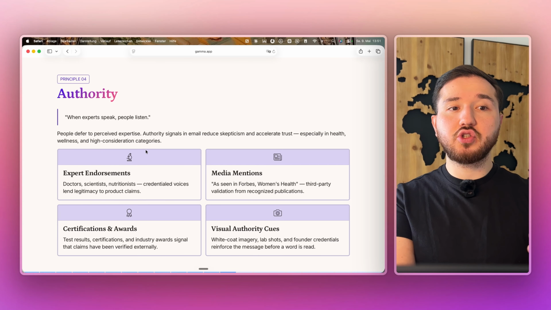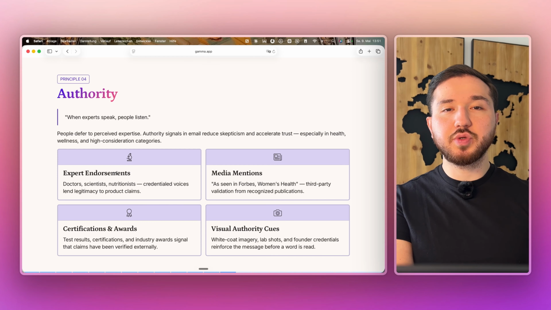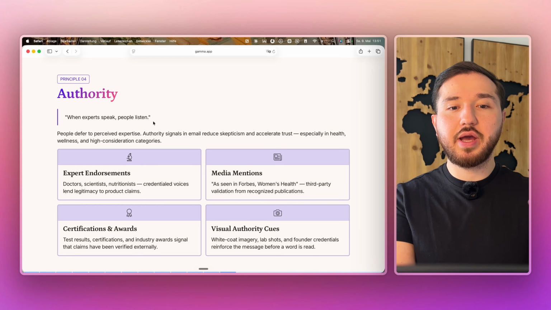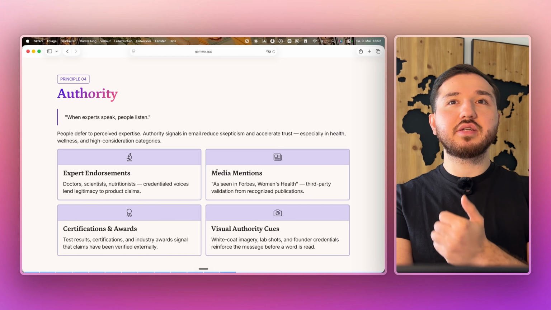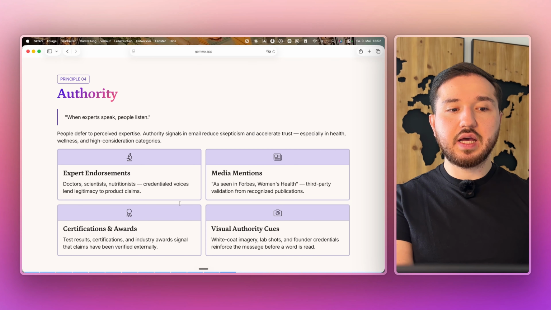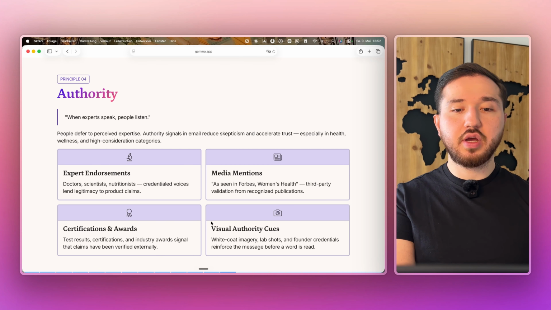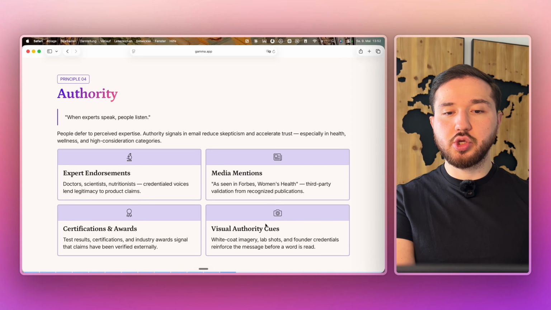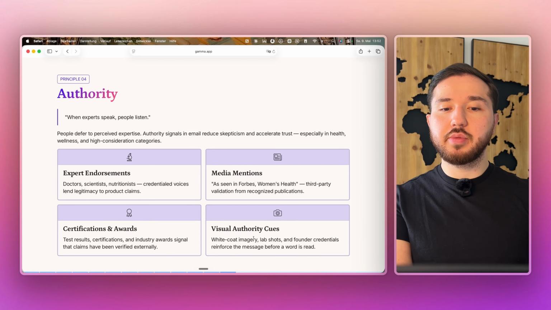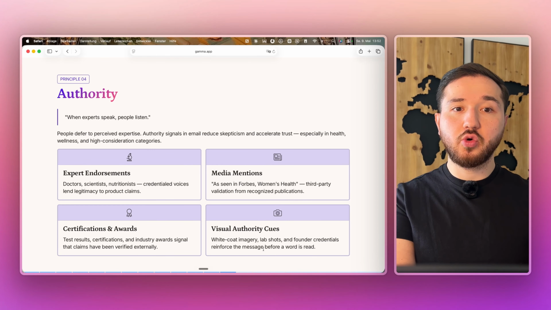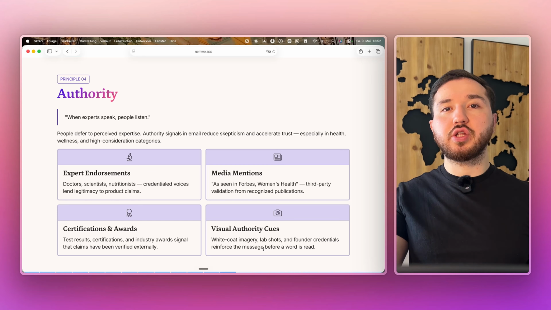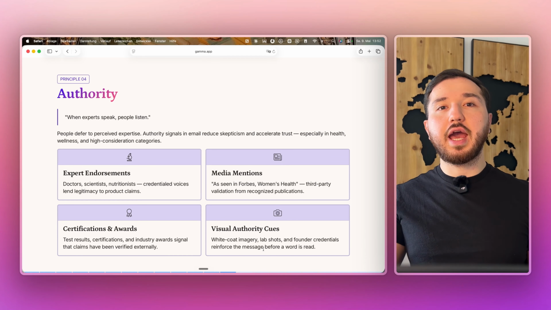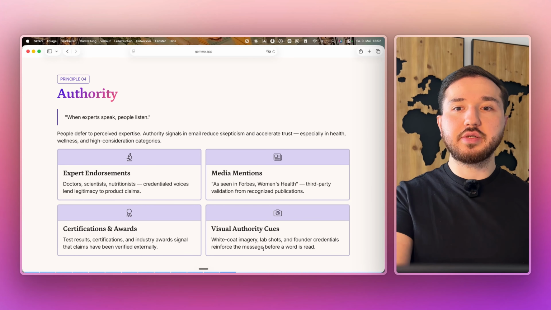So one of the things you can add to create authority is expert endorsements, like we had just in the IM8 example, media mentions like Forbes, Health Magazine, Men's Health, stuff like that, certifications and awards, and visual authority cues. So white coat imagery, lab shots, and founder credentials reinforce the message before a word is read. This is how you can implement authority into your email campaigns to create or increase trust and get more people to take action and buy from your brand.